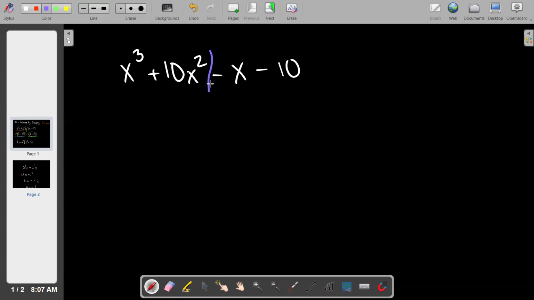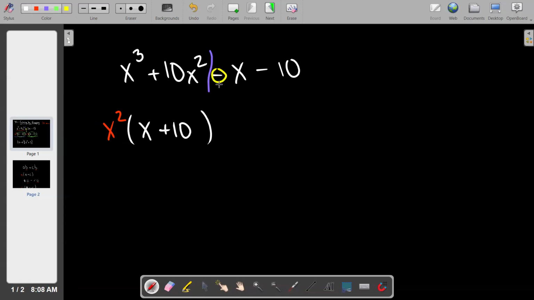Build a wall. Next step. We agree that the first group has X squared in common, no numbers in common, but the X squared I could get out. So I'm going to pull X squared and then I'm going to rebuild. What's left in my rebuild? Perfect. X plus 10.